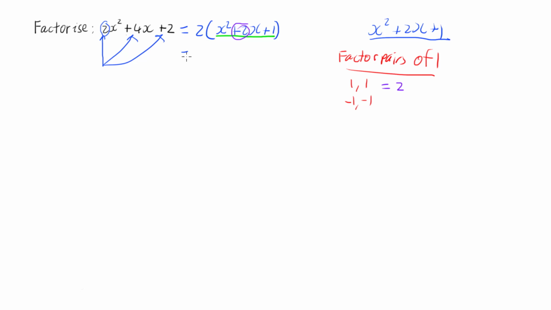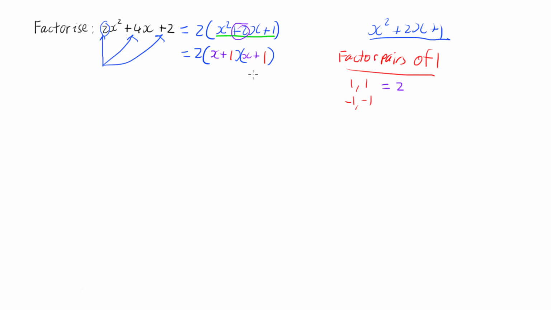So we can now rewrite this as 2, open bracket, and now we can factorize the expression inside there, so we can have x plus something multiplied by x plus something, and both of those somethings are going to be those 1s there. So we can have x plus 1 and x plus 1. And now that's an almost completely factorized expression.